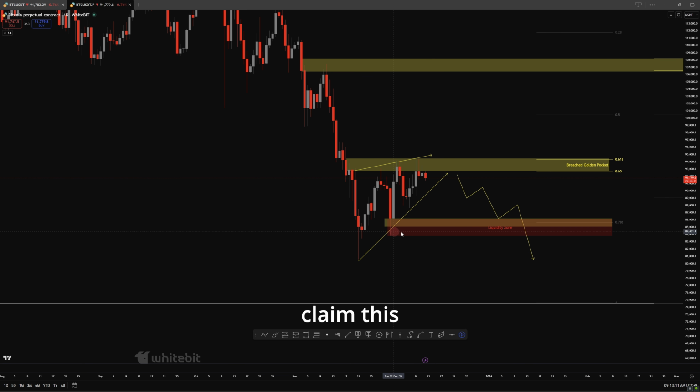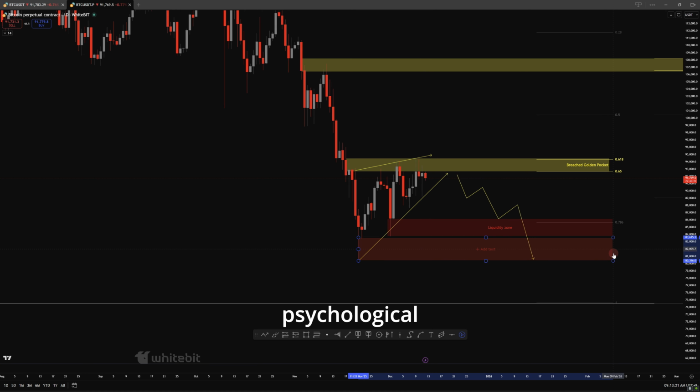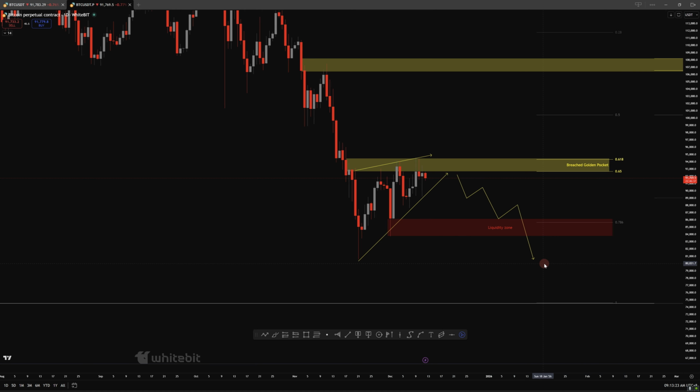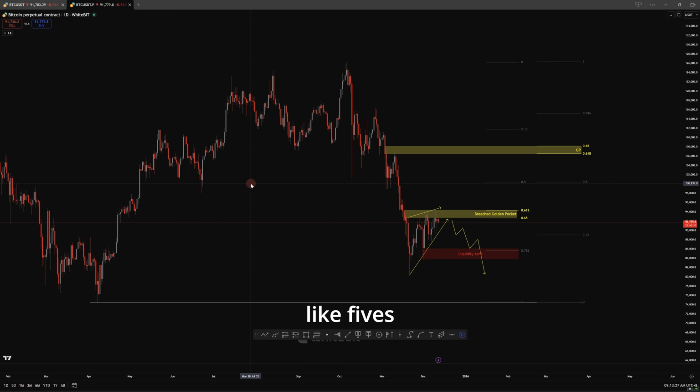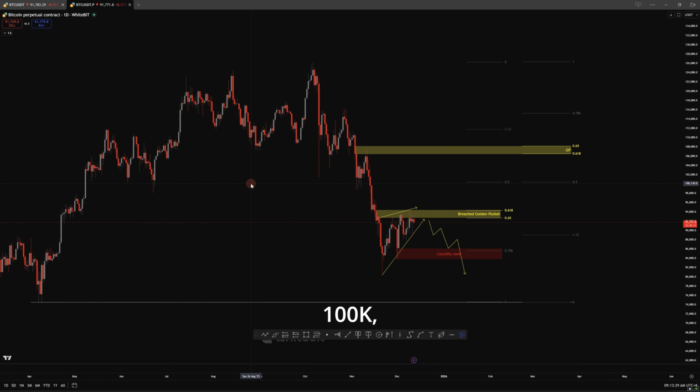And if price can claim this liquidity zone, meaning closing below it, our next target would be the large wick at the very bottom. Why? Because that lines up with the psychological level of 80k. Psychological levels end with 5s and 0s. For example, 100k, 150k, 225k, 5, 10, 15, 20, and so on. 10, 20, 30, 40. You get the idea.